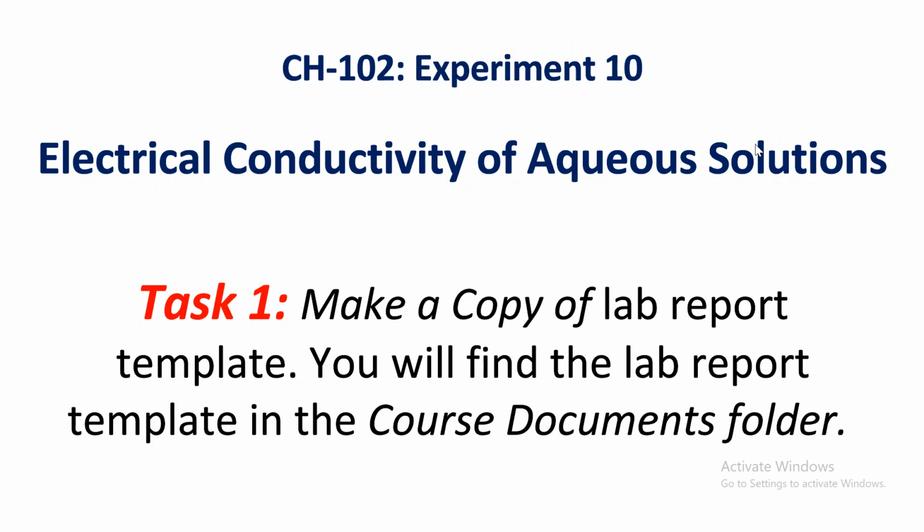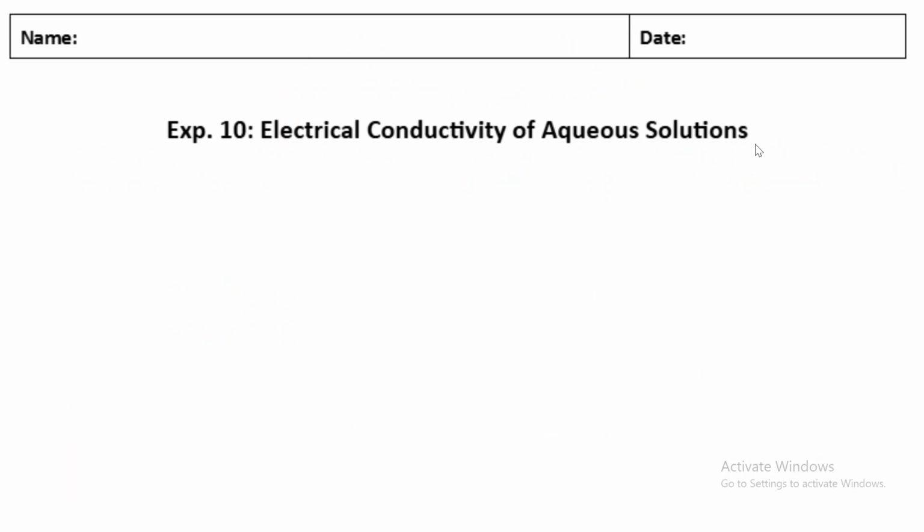So, the first thing you want to do is make a copy of the lab report from our Bright Space course and edit the document on Google Docs, or you can download it and edit it on Word and then re-upload it to our Bright Space. So again, the first thing you want to do is put your name and the date on the lab report on which you are completing the lab for experiment number 10.